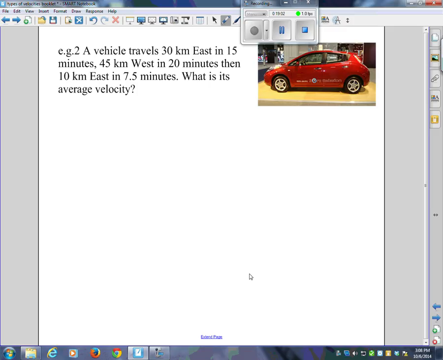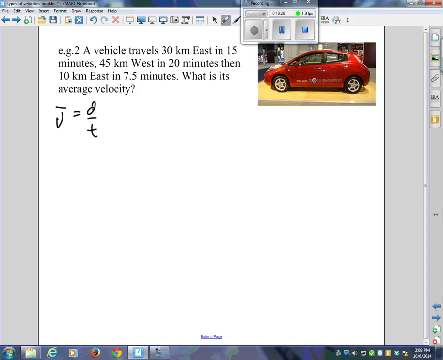Read that and then think about it for a second. It certainly seems harder because there's more numbers, right? We assume it's hard, it doesn't mean it is. Okay. You go 30 kilometers. Average velocity is displacement over time. But I've got more than one thing going on here.